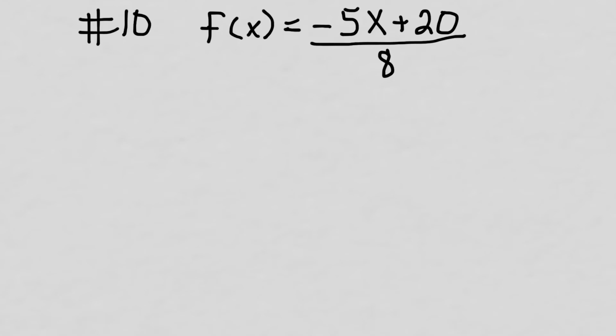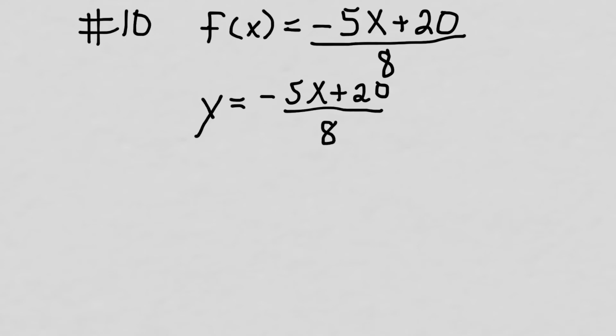Number 10, finding the inverse of f(x) equals (-5x + 20)/8. All right, let's do our usual of making f(x) equal y, and then (-5x + 20) divided by 8. First thing we want to do is switch the variables. We end up with x equals (-5y + 20)/8.